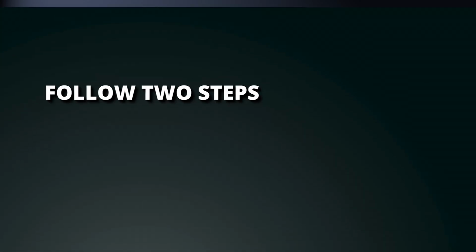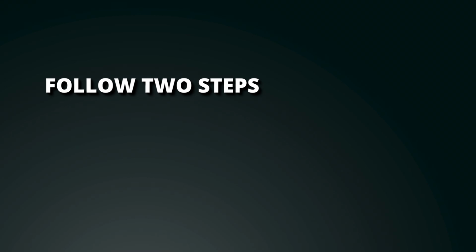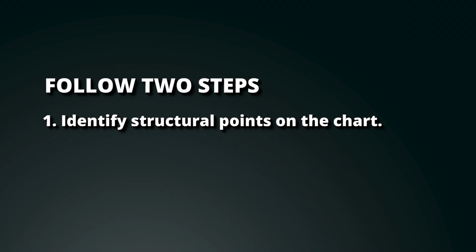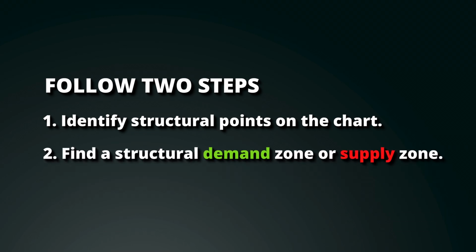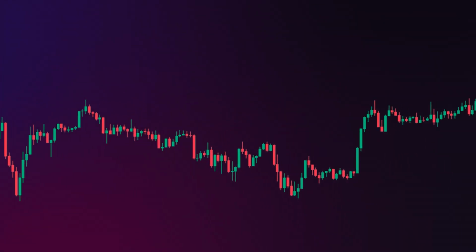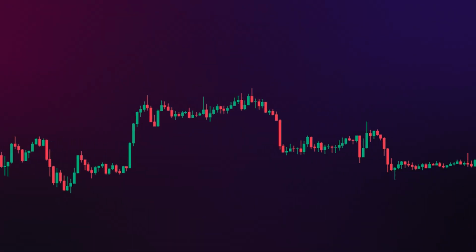Let's go. To understand this trading system, you need to follow 2 steps. Step 1. Identify the key structural points on the chart. Step 2. Find a structural demand zone or a supply zone. The structure helps us accurately determine the trend and the points after which the trend is either confirmed or reverses.